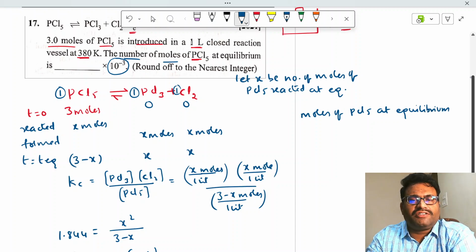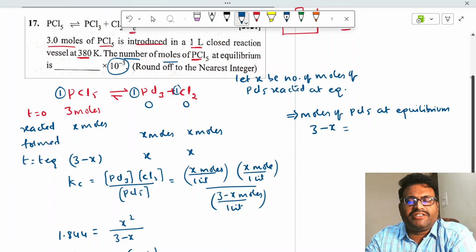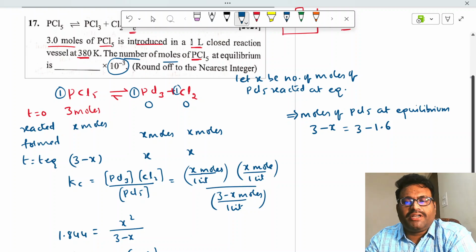This is the question asked, right? How much is the number of moles of PCl5? PCl5 is 3 minus X. We have calculated X as 1.6. So 3 minus 1.6 is equal to 1.4.